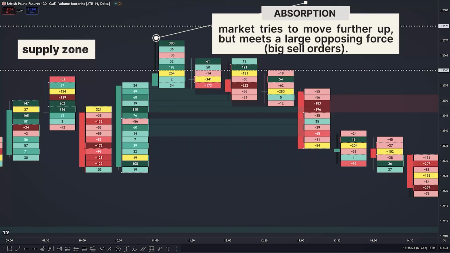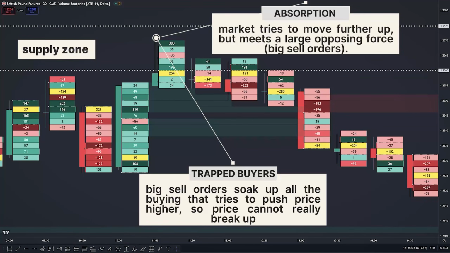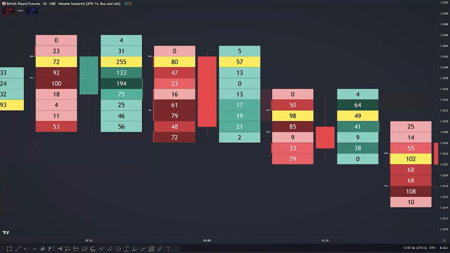Absorption is when the market tries to move further in one direction, like going up, but meets a large opposing force, like big sell orders. Those big sell orders soak up all the buying that tries to push price higher, so price cannot really break up. Sometimes after that, we see a reversal.